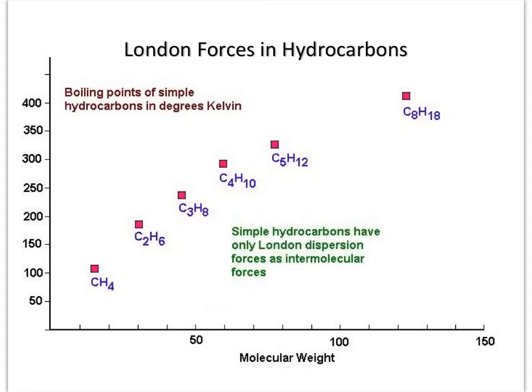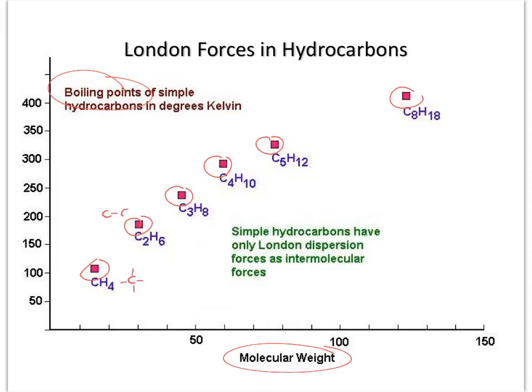This graph shows you the same kind of trend, but it's dealing with hydrocarbons. So if you go back to organic chemistry, we have a bunch of alkanes here that we're just increasing by the number of carbons. And you can see how the boiling points increase as the molecular weight increases. So again, it's not the weight, but it's actually the polarizability of the electron cloud.